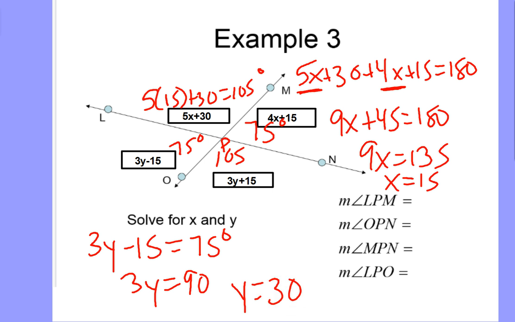So we found the value of x, we found the value of y, we found all of our missing angles, and we used a combination of vertical angles and linear pairs. So let's recap. Vertical angles are congruent. Linear pairs are two adjacent angles that add up to 180 degrees because they form a straight line.